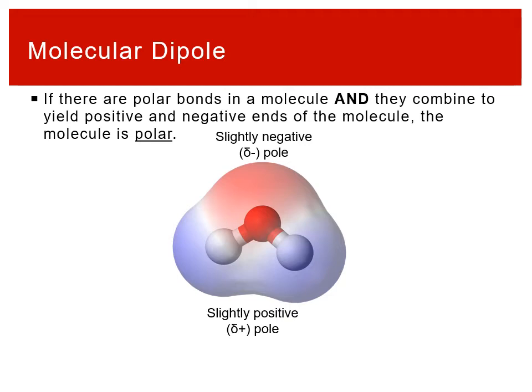But now we want to talk about entire molecules, which can also be polar. If a molecule contains bonds that are polar, and geometrically they combine to yield positive and negative ends of the molecule, the molecule is polar. So here's just a diagram of a water molecule. That coloration shows excess electrons in red and depletion of electrons in blue. And so you can see there's more electrons on one side of the molecule, the top in this case, and fewer electrons on the bottom of the molecule. So there's again that slightly negative side on the molecule and a slightly positive side on the molecule. We would call this a polar molecule.